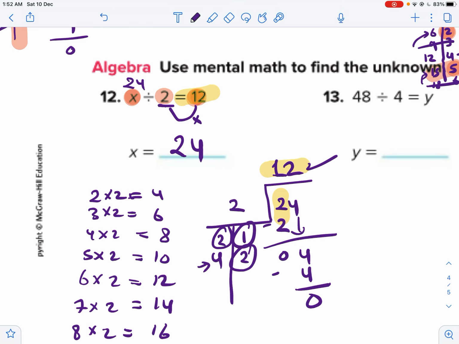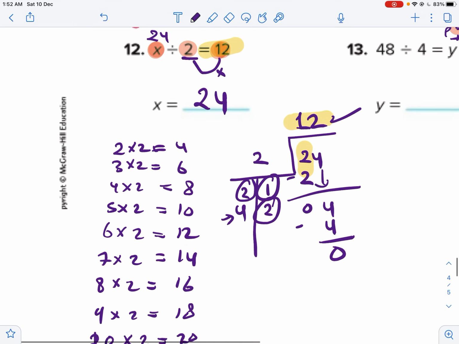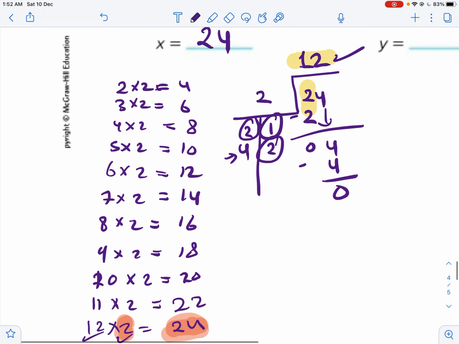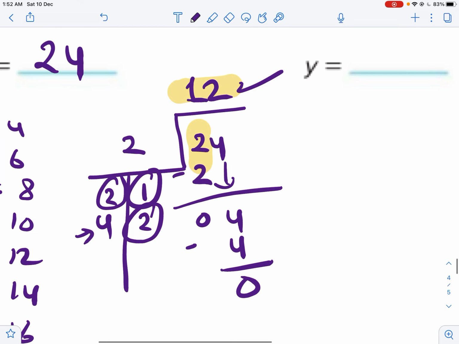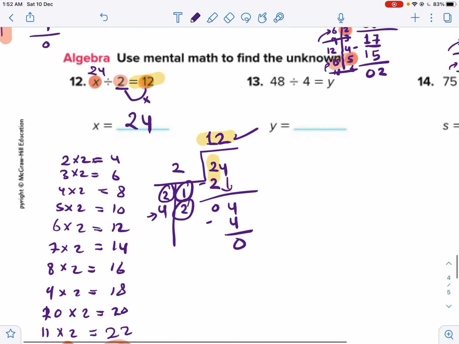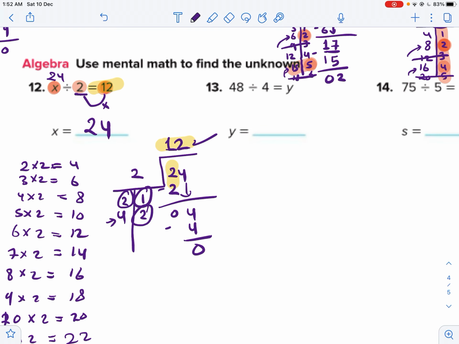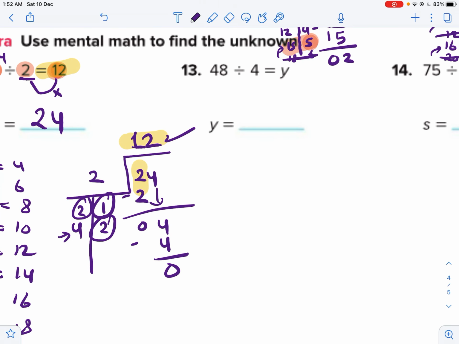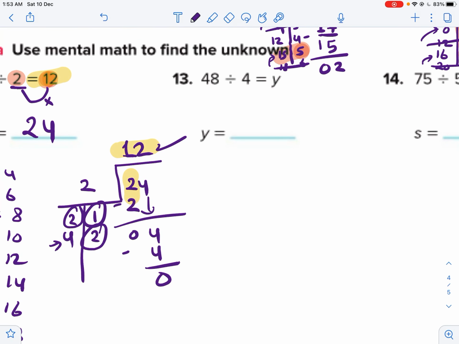So we can do it by multiplication. We can do it by this method, the check method or the fact family. And we can do it by this method, the place value. So you can solve any kind of problems you want, or use any kind of methods you want. Now let's look at number 13.